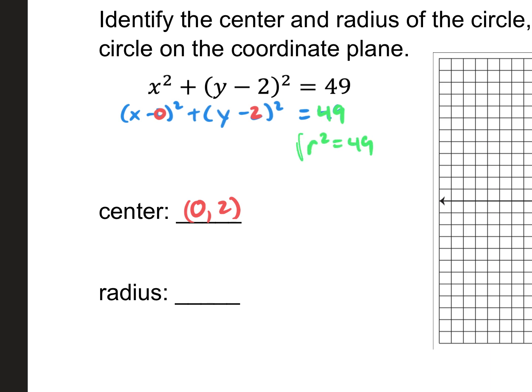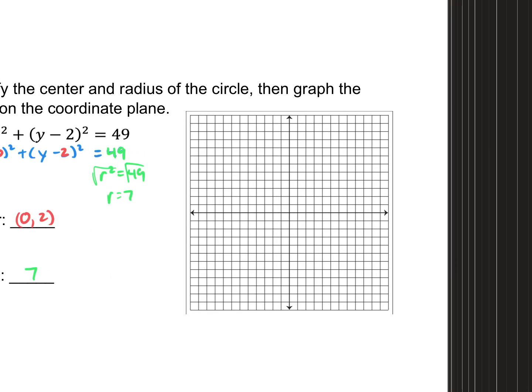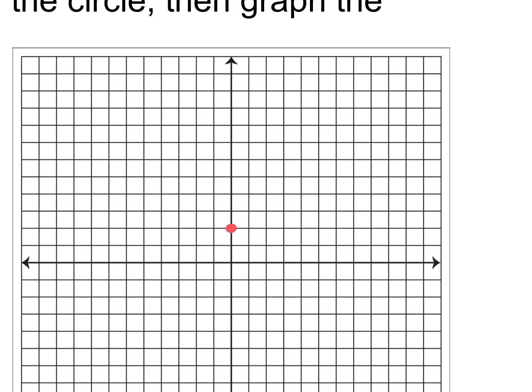So take the square root of both sides. And we get our radius is 7. So again, same idea. Go over to your graph. You can plot the center first at 0, 2. 0, 2 right here. Your radius is 7 units.